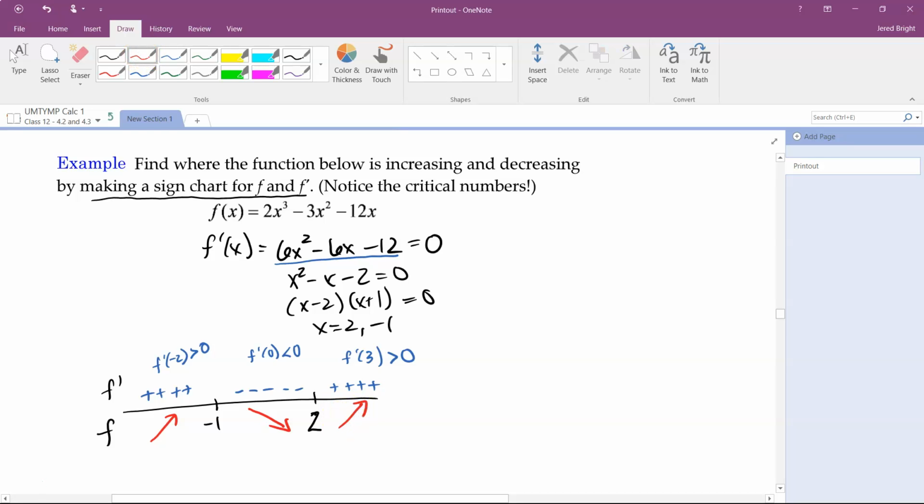Okay, so then I guess the overall problem is asking, where's the function increasing and decreasing? Well, we have to respond and just say f is increasing on minus infinity to -1, and people do this different ways. I just make a list of intervals. Some people union them together. It's not wrong either way.